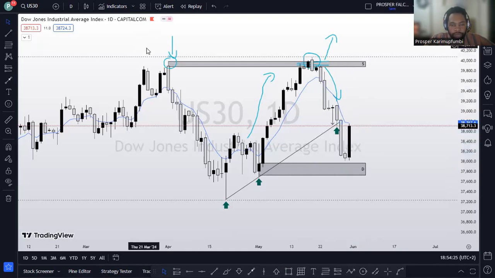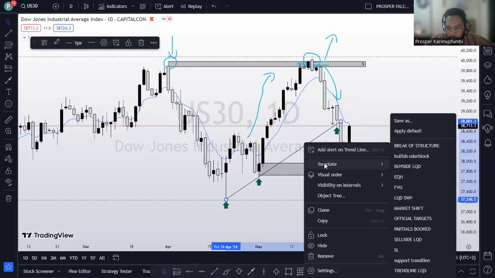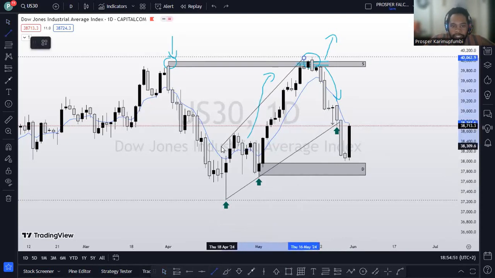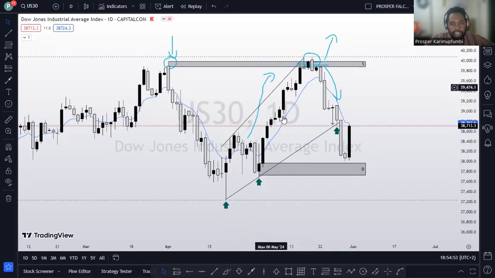So I did my top-down analysis, plotted my support structure here, right? So this was more like a support structure. I plotted my support structure here, and I also plotted my resistance structure like this, just for guidance.